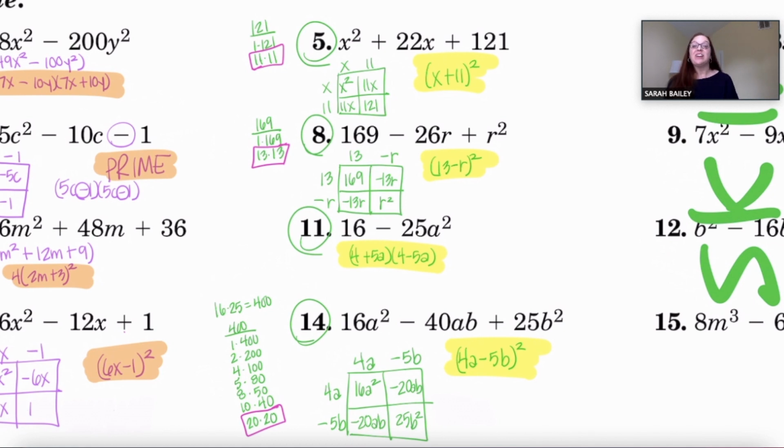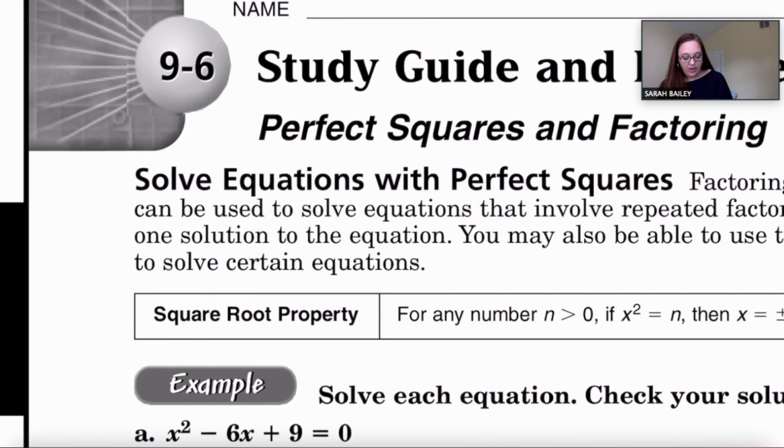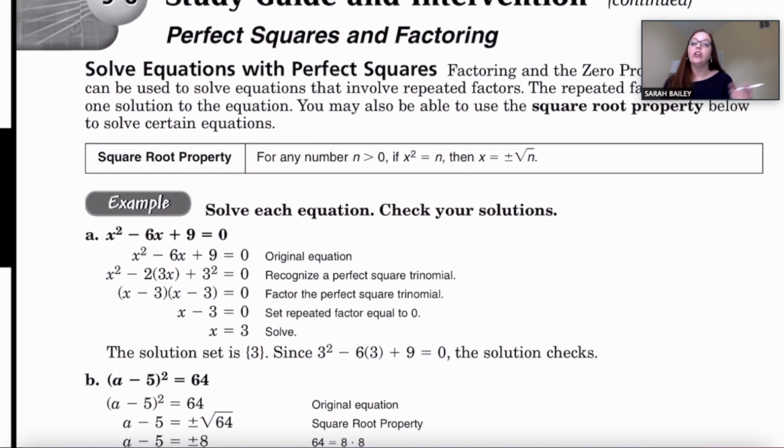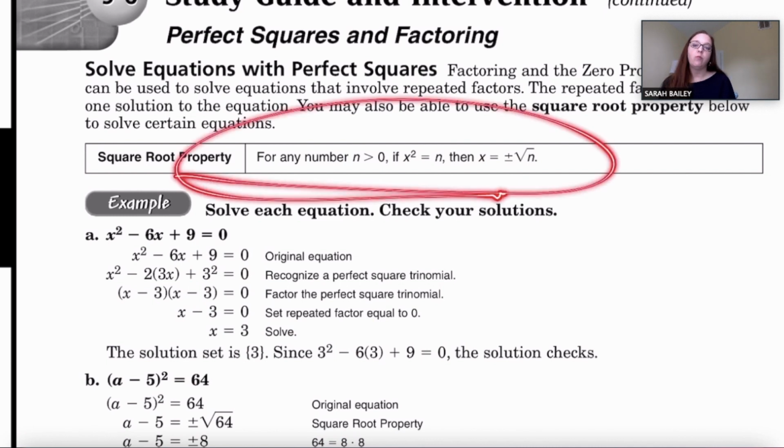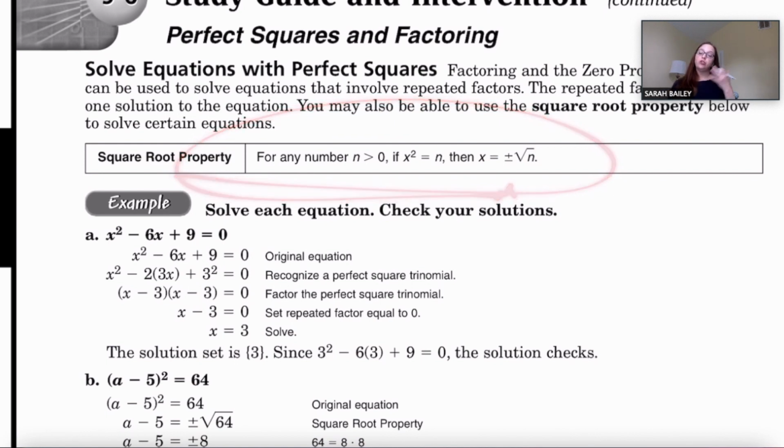Okay, all right, we're going to go to the next page. And this next page is just solving equations with those perfect squares. One of the important things they're talking about is that when you're taking the square root of any number, it's always plus or minus. So there are 2 roots to every number. There's the positive square root and the negative square root.